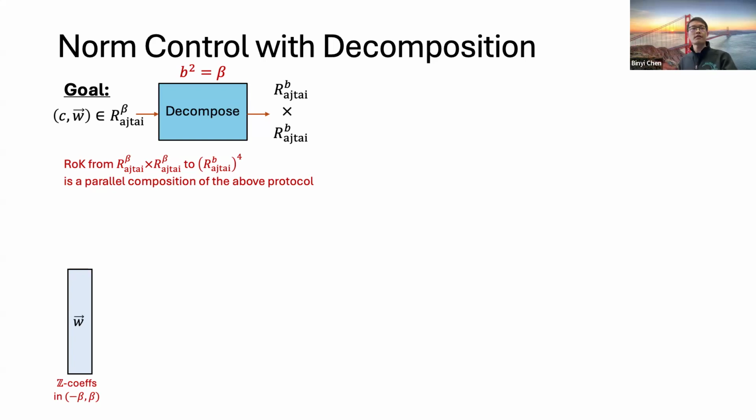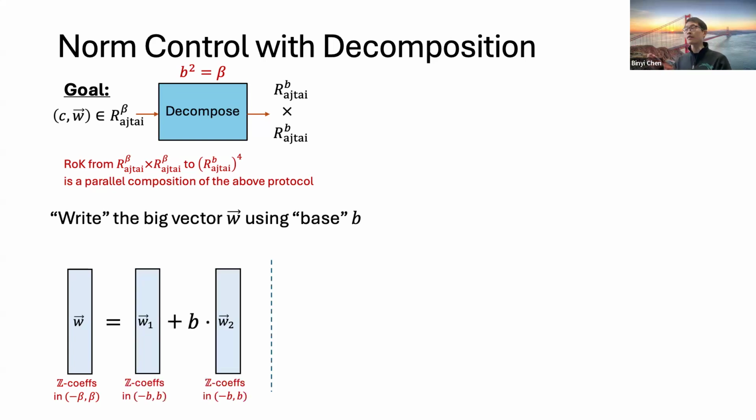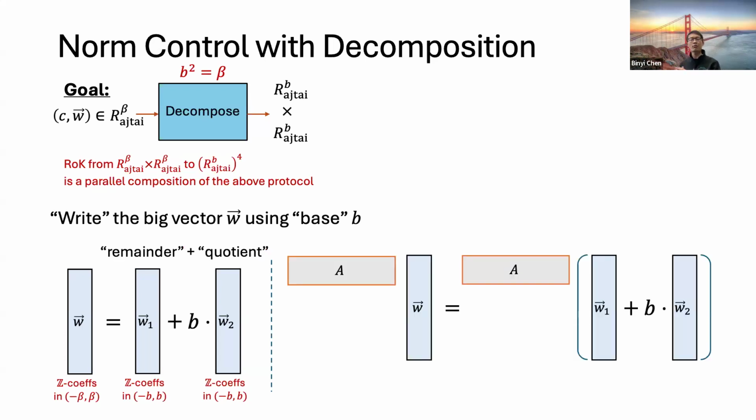So how to do that? Actually, it's pretty easy. It's very similar to the gadget decomposition trick in FHE. And basically, the idea is to write this big norm vector using some small base B. So more precisely, what it means is for every entry of W, you do a division by this parameter B, which also satisfies B squared equals beta in this case. And then that will give you some remainder and quotient, right? And this vector of remainders and the vector of quotients will be exactly the vectors you want. And they will definitely satisfy that every entry is in the range between minus B and B. And another nice property here is that if you multiply matrix A on both sides, this equality still holds.